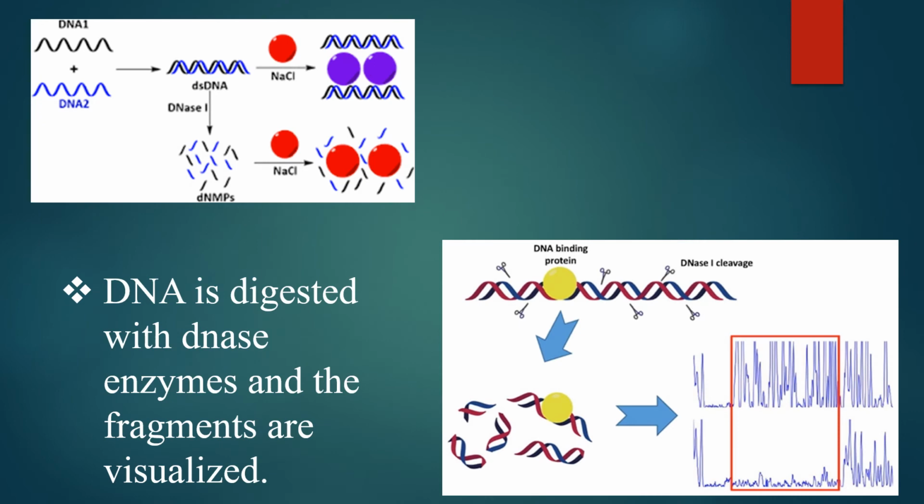In this slide, we can see the mechanism of DNases, where the first picture represents double-stranded DNA being fragmented or destroyed into small pieces using DNase 1. The second picture represents DNA which has a DNA-binding protein being fragmented or destroyed into small pieces using DNase 1.